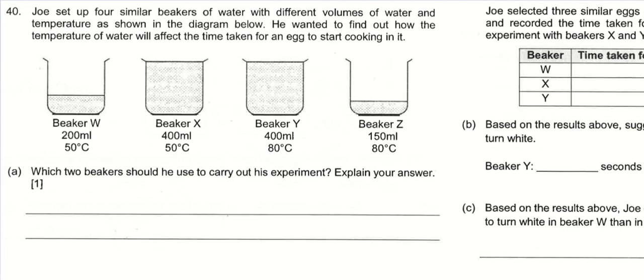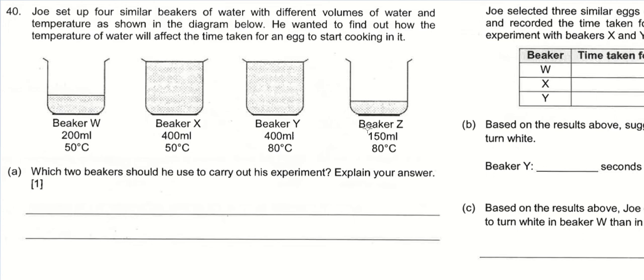Question 40. Joe set up four similar beakers of water with different volumes of water and temperature as shown in the diagram below. He wanted to find out how the temperature of water will affect the time taken for an egg to start cooking in it. Okay, so you see four beakers here, W, X, Y, and Z.